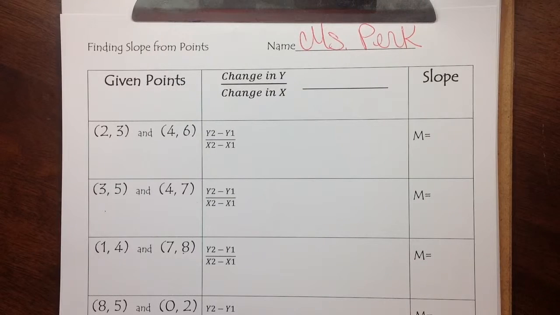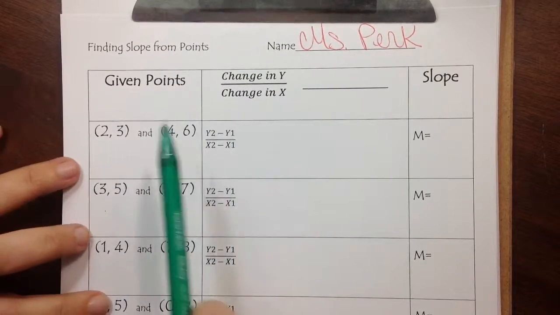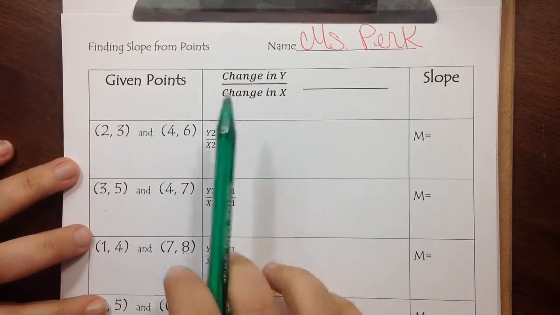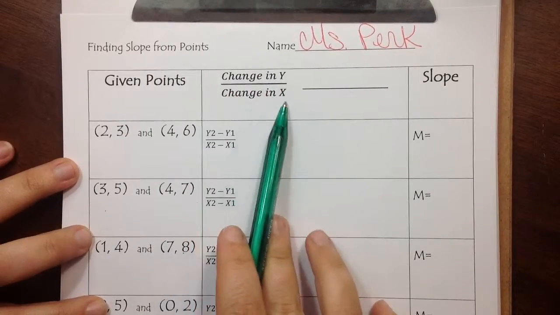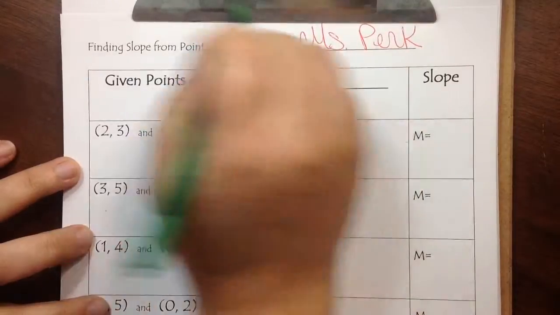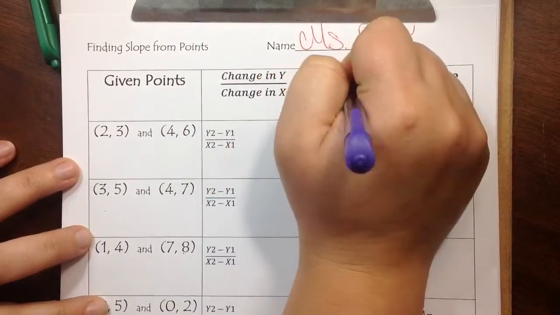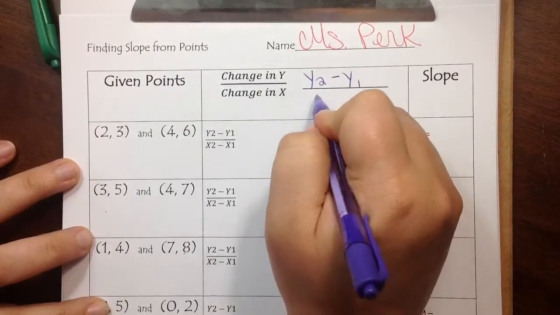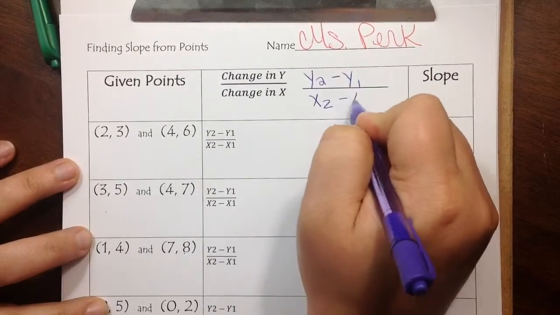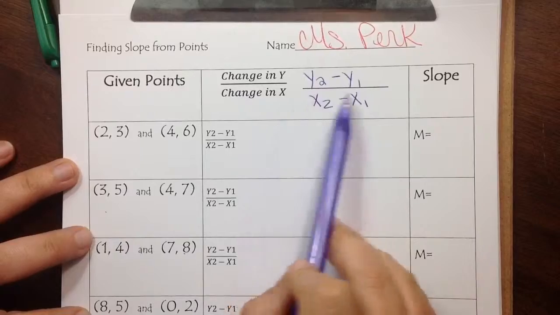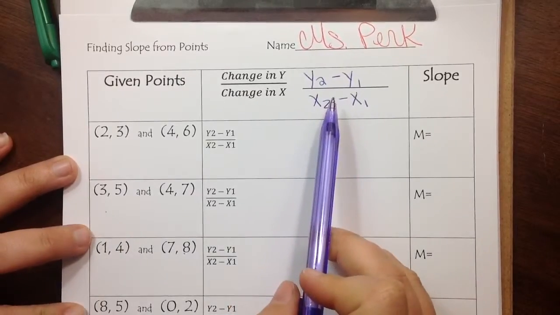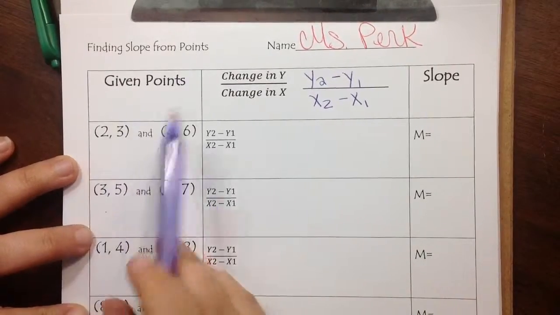Today we're going to talk about finding slope when you're given 2 points. So the first thing you need to know is the formula. The formula is the change in y over the change in x. So the formula is y2 minus y1 over x2 minus x1. And while this might seem a little complicated, it's not, as long as you understand how coordinates work.